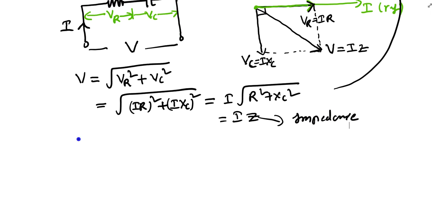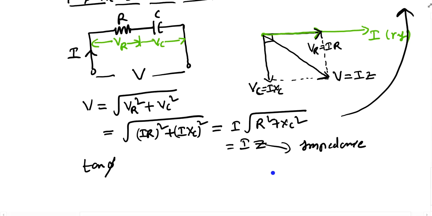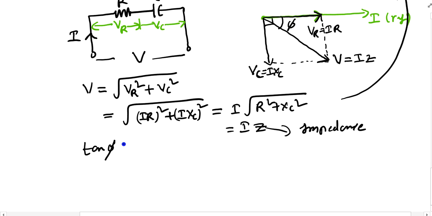Now I can find tan phi, because this is making some angle phi between your supply voltage and current. By seeing this triangle diagram, tan phi is Vc by Vr, which equals I Xc by I R. This is opposite by adjacent, and we are using that formula. So from this I can write Xc by R.